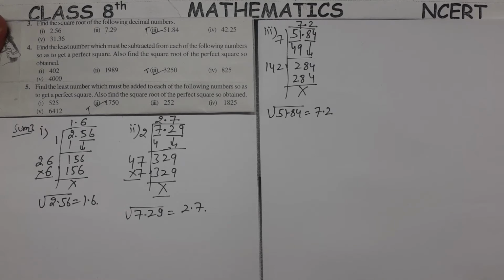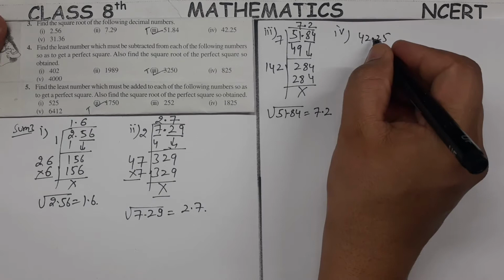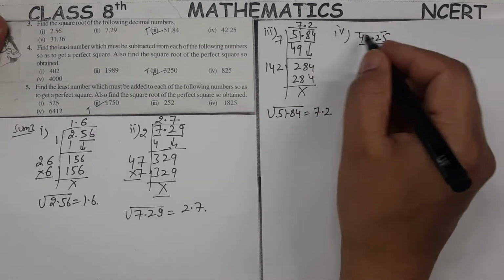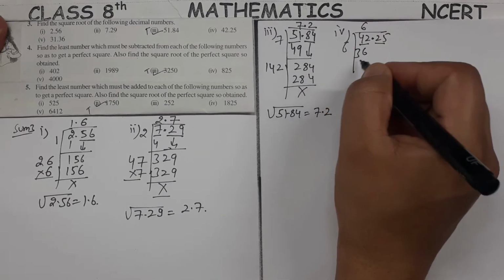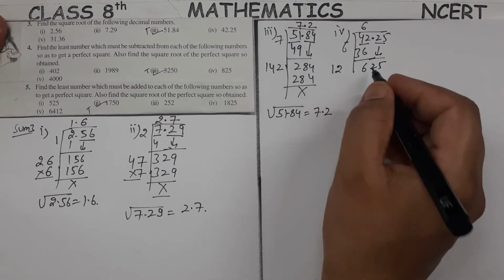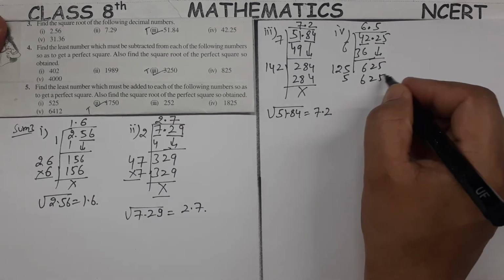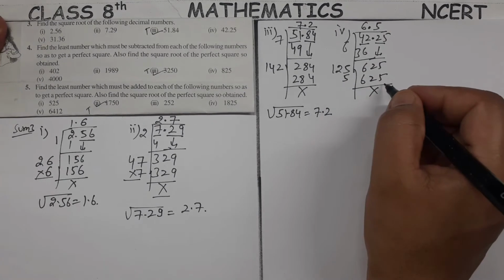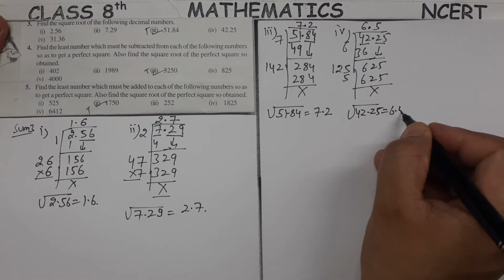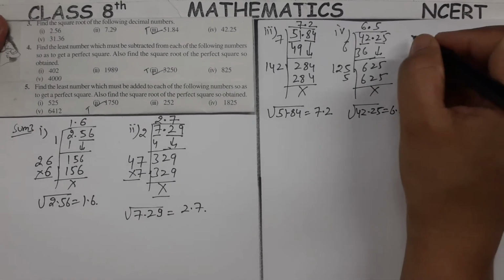Next, part fourth, 42.25. Before the decimal make pairs here, after the decimal as well. 6 sixes are 36, subtract: 6. Pair 25. Double of 6 is 12, multiplied by 5, 5. After multiplication we have 625, subtract, remainder 0, so the square root of this number is 6.5.